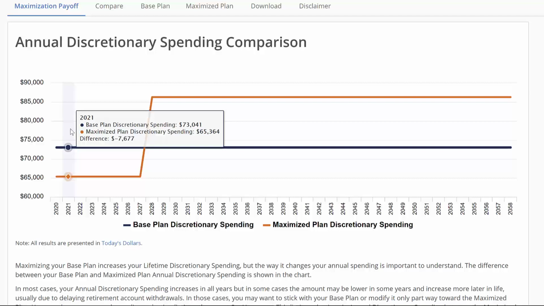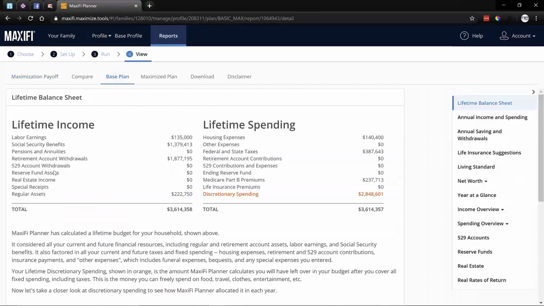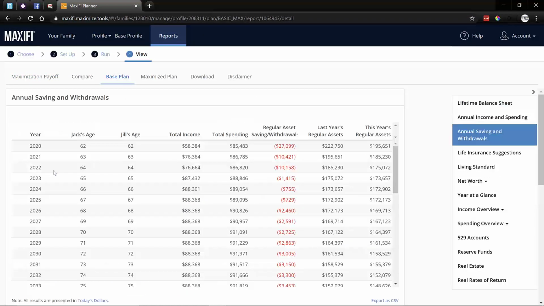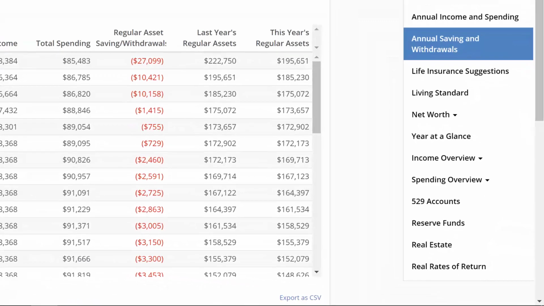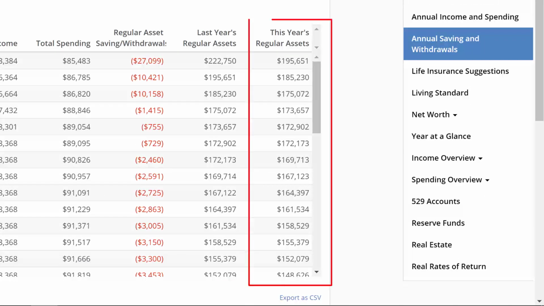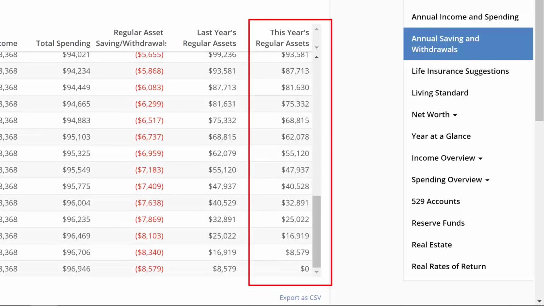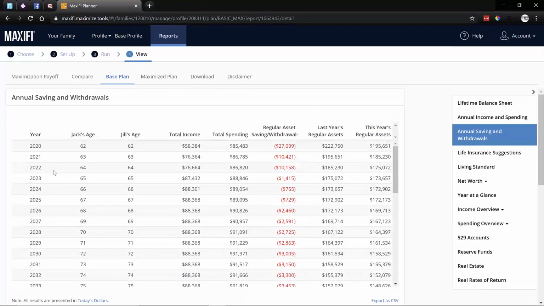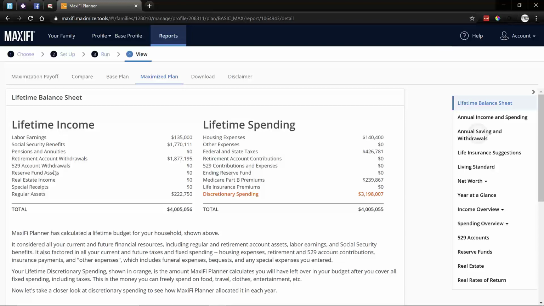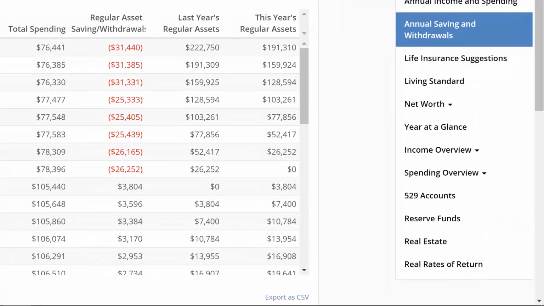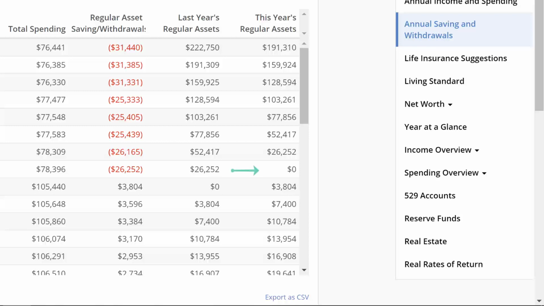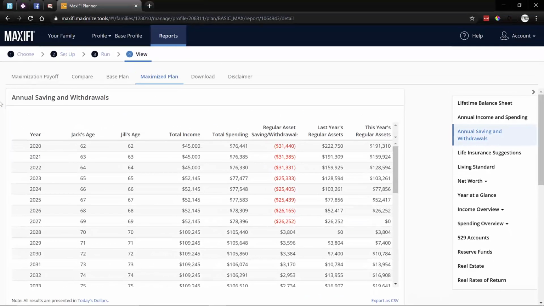So what I mean by cash constraint can be shown by looking at their regular asset report. And we see here in the base plan where they take Social Security at 62, they have plenty of cash starting in 2020, and that never hits zero until they get to their last year. However, when we look at the maximized plan, that same report shows that they essentially run out of cash and have to start over. So this period in the near term is one level of spending, and then the period that starts in 2028 when they turn 70 is another level of spending.